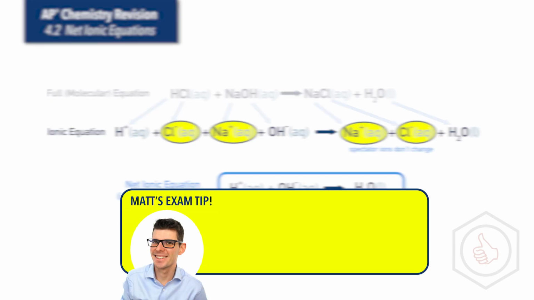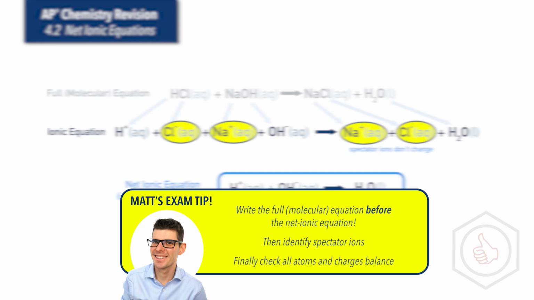Exam tip here, if you're ever asked to write a net ionic equation, always start by writing the full molecular equation, then break all strong electrolytes or ionic compounds into ions and identify and cancel out the spectator ions. Check that the total number of atoms of each element are balanced along with charges, and you'll always get to the right net ionic equation.